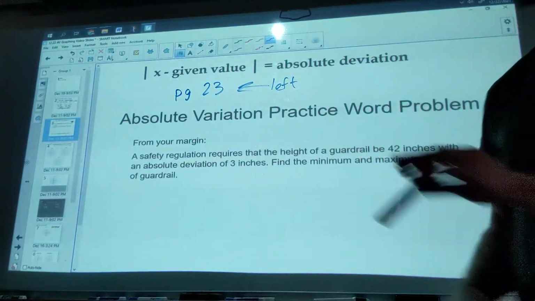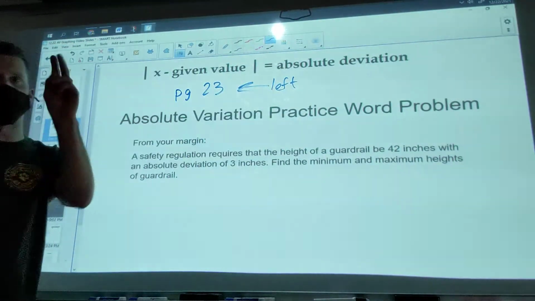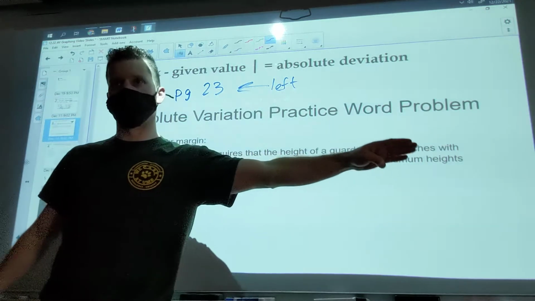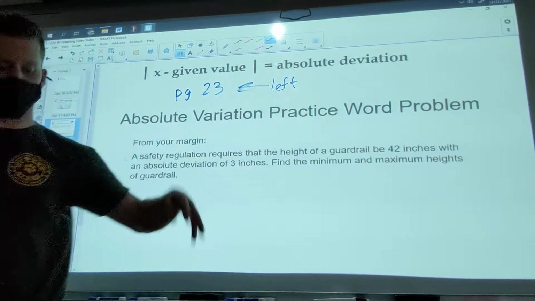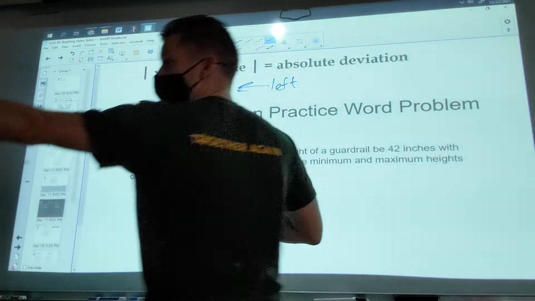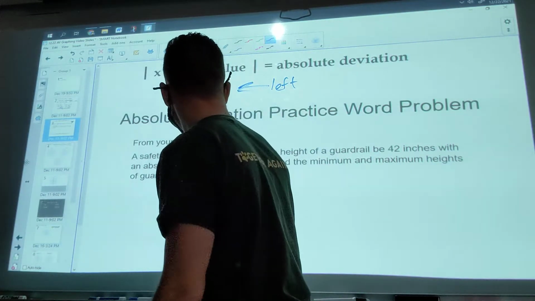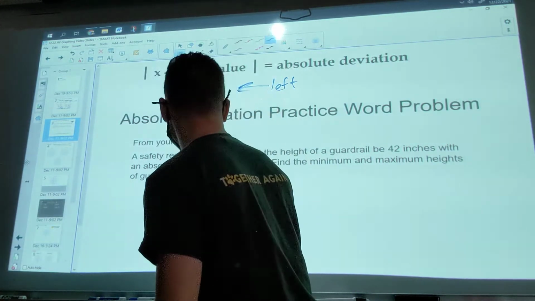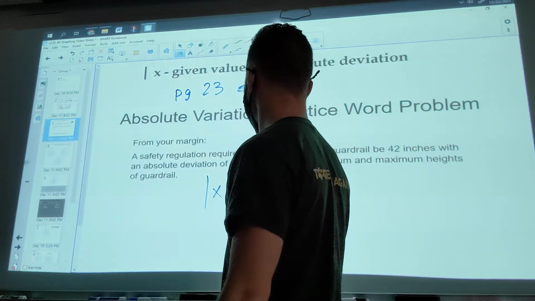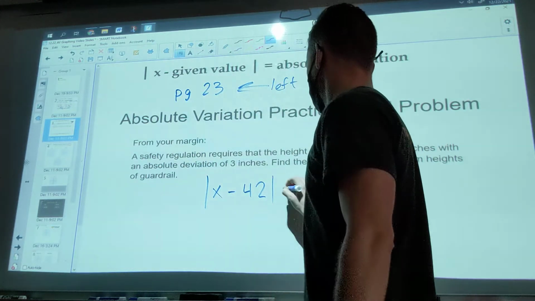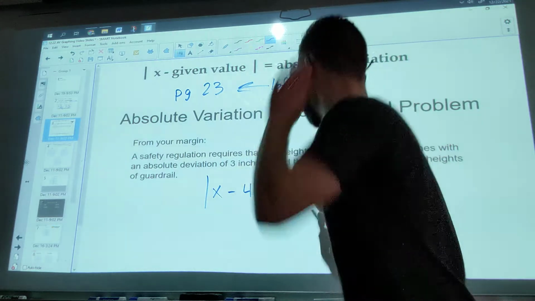Okay, so can somebody tell me, just looking for two things. I just want the starting formula with numbers filled in, and then our result as well. Go ahead. There you go. Absolute value of x minus 42 is equal to 3.